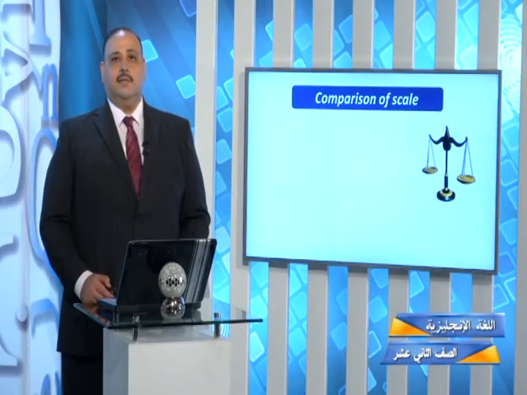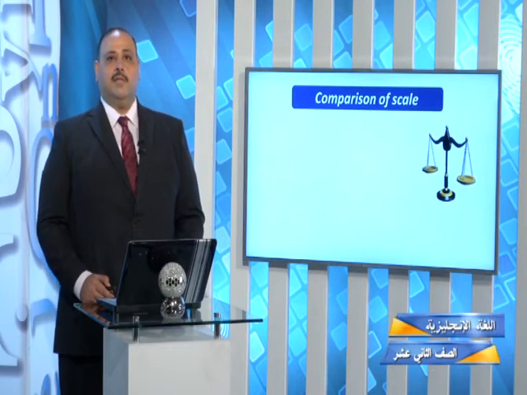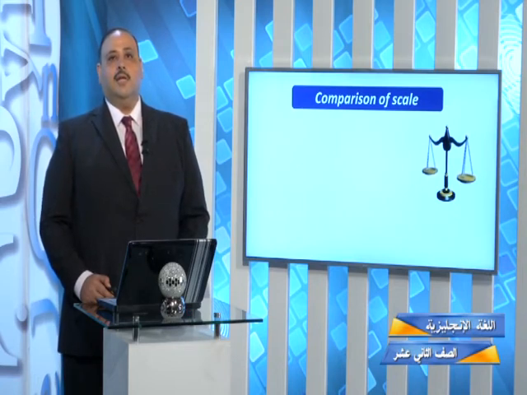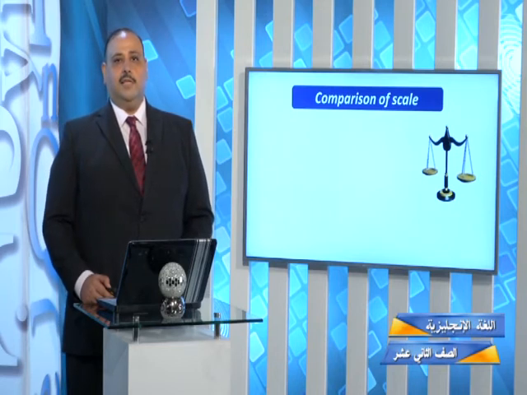Now, this is the first part of our grammatical rules. We talked about the use of ing to link sentences or to reduce a relative clause. Let's have a look at the second rule. It's about a comparison of a scale. The scale, as you see in the picture, I have a question for you to understand it carefully.